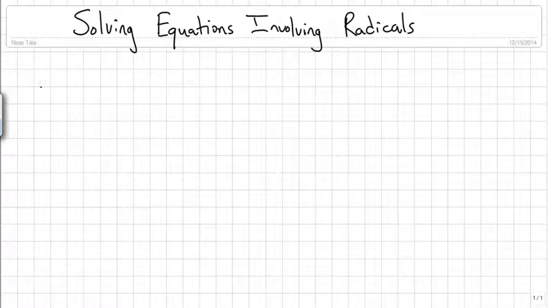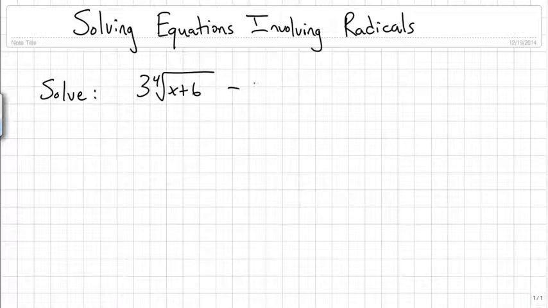So again, the easiest way to learn how to do one of these is just to see an example. So let's say we have this one. Let's solve 3 times the fourth root of x plus 6, minus 15 equals 0. So notice that that minus 15 is not under the radical. And the index number that I spoke about earlier is the little 4 there.